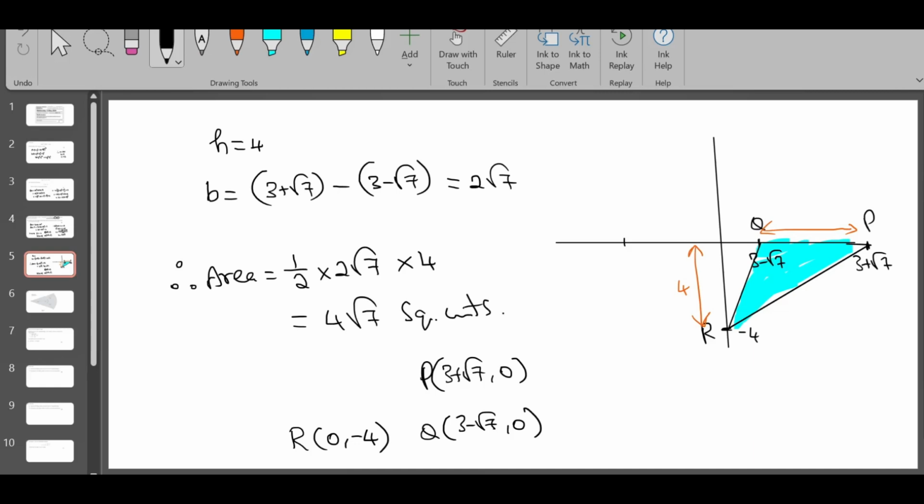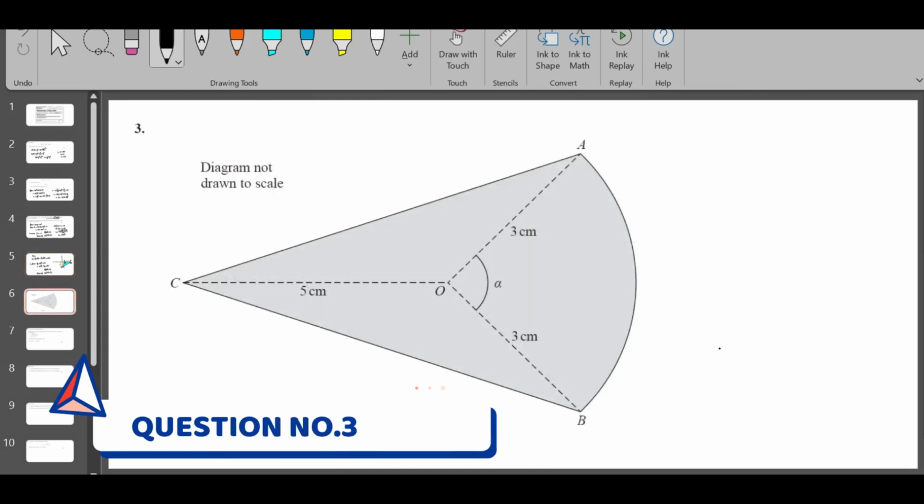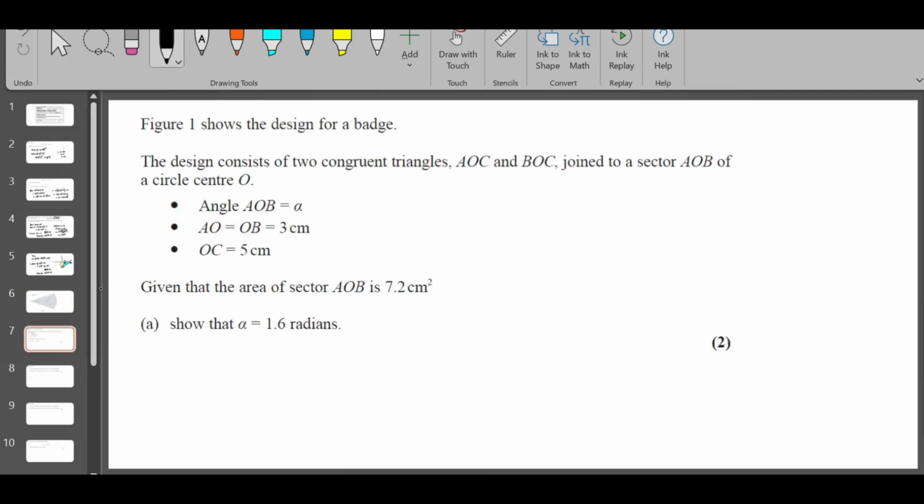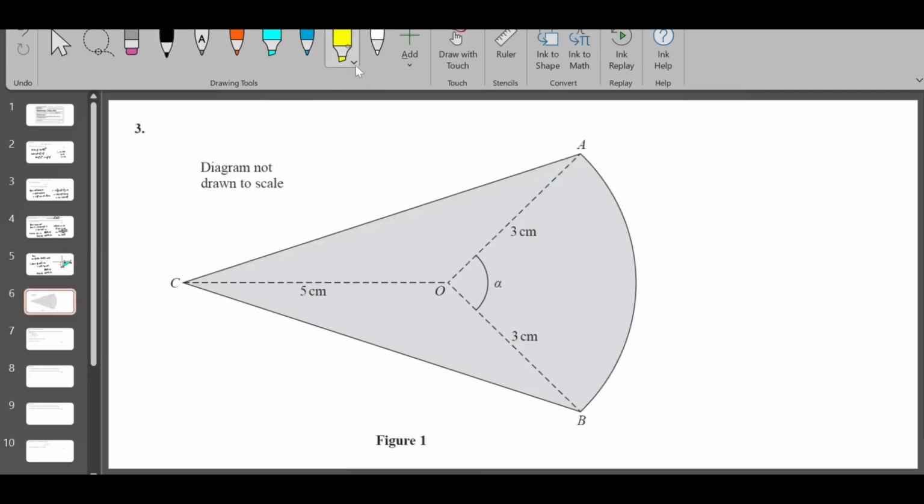That's all. Question number 3 is from radians. We have a diagram given. Figure 1 shows a design for a badge. The design consists of two congruent triangles AOC, BOC. You can see here AOC, BOC. Two congruent triangles, that means these two sides are same. The angles are going to be the same. This angle also same. Okay, congruent triangles.